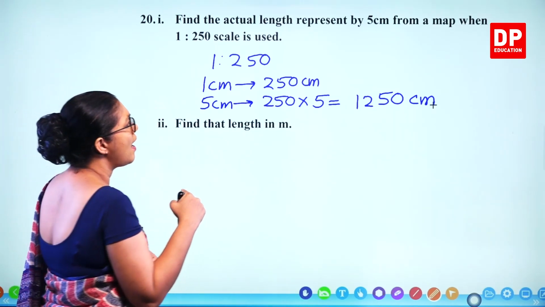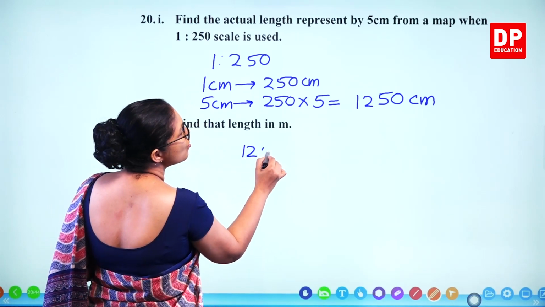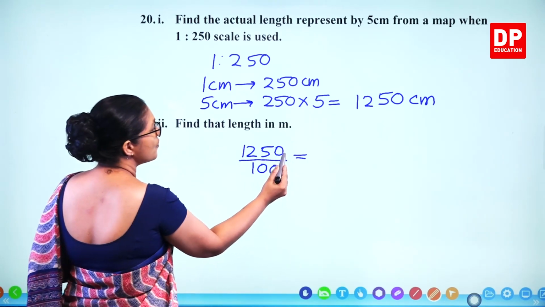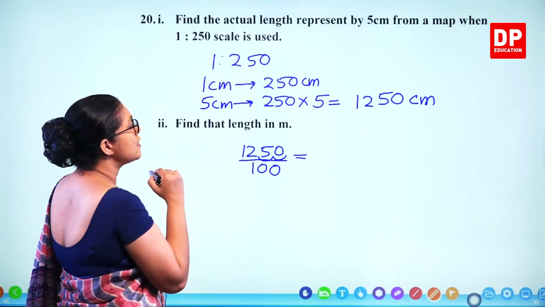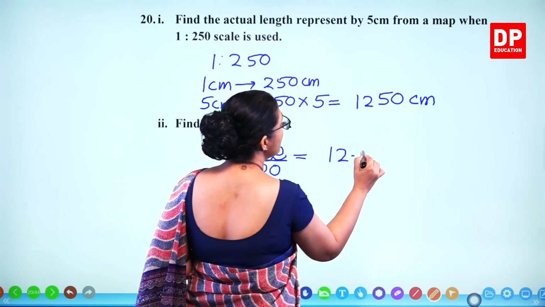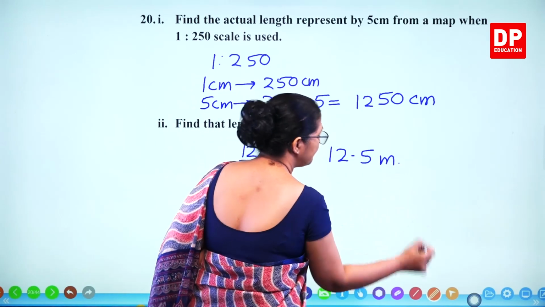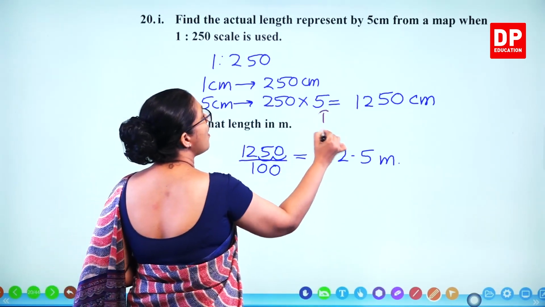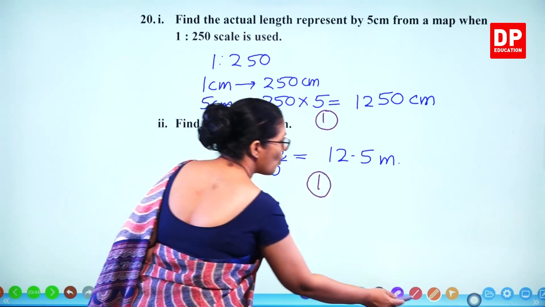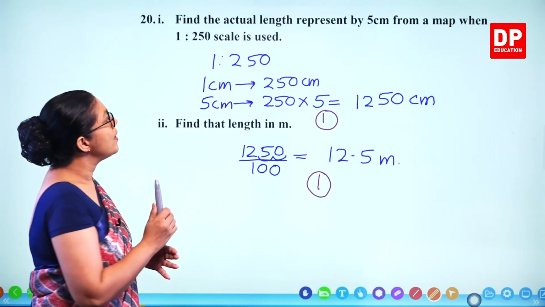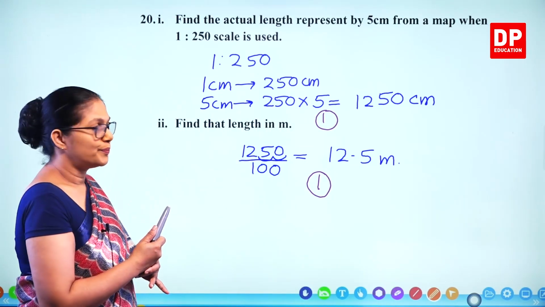Find that length in meters. You divide by 100. 1250 divided by 100. You move the decimal point 2 places to the left. 12.5 meters. So you get 1 mark each. So we did all 20 short questions and now we'll do part 2.